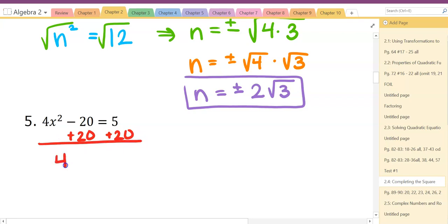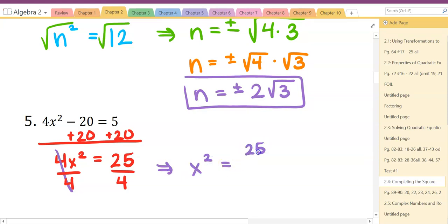So now I have 4x squared equals, 5 plus 20 is going to be 25. Then, like we had to do on the last one, I'm going to divide both sides by 4. So now I have x squared equals 25 over 4. I'm going to leave it as a fraction. And the reason why I'm going to leave it here is because what I'm going to do next is what we've been doing on all those other problems, square root both sides. And I'm going to square root that entire fraction.